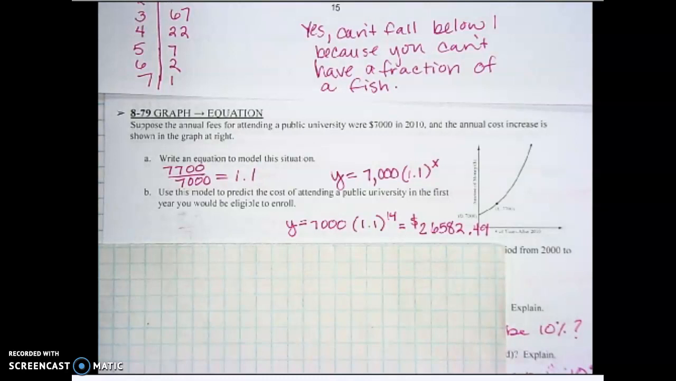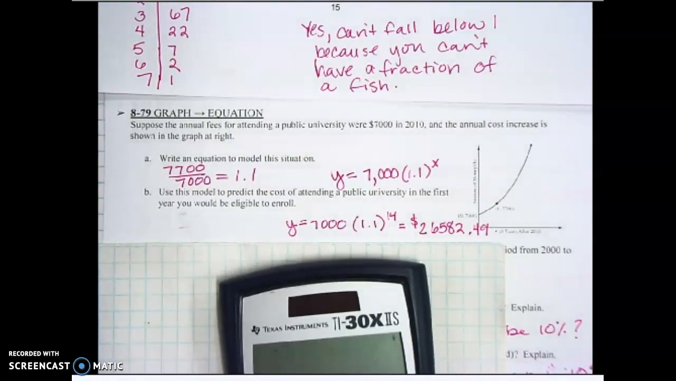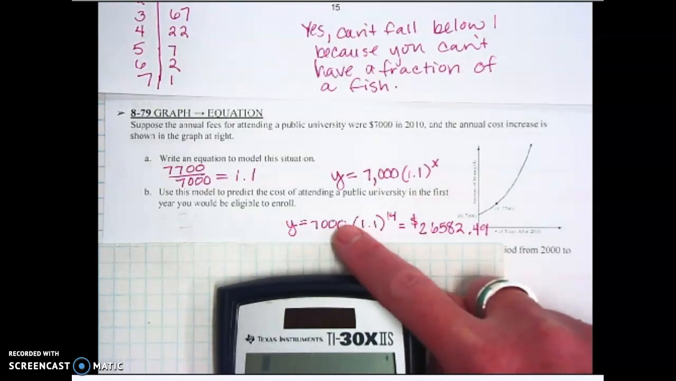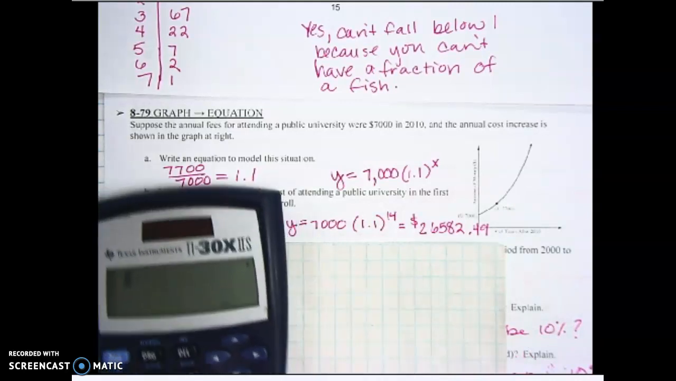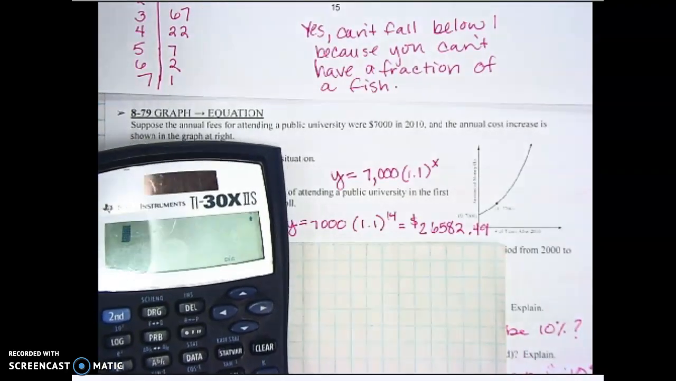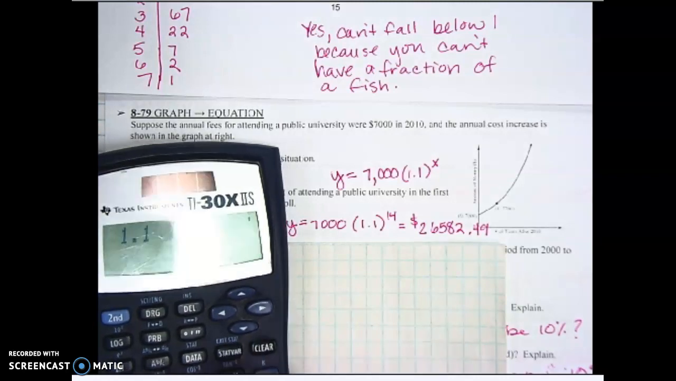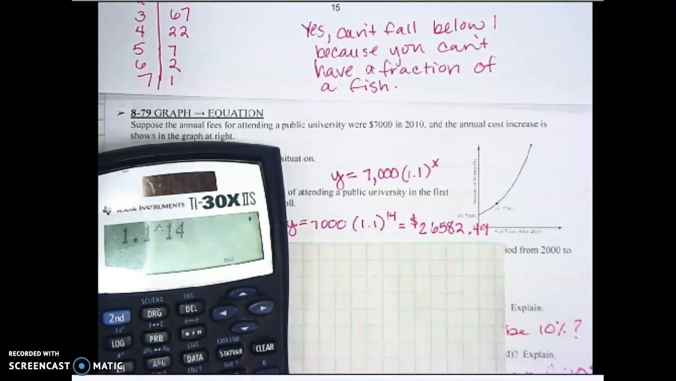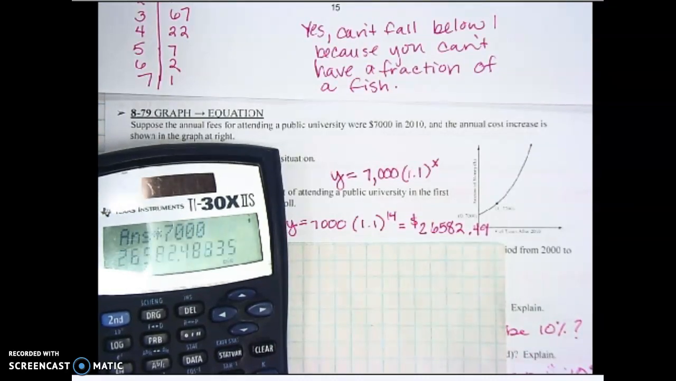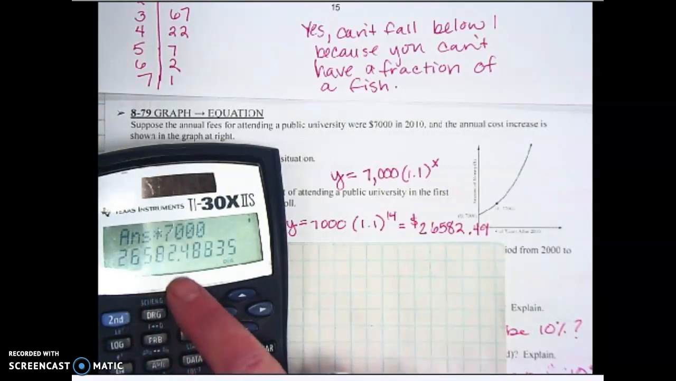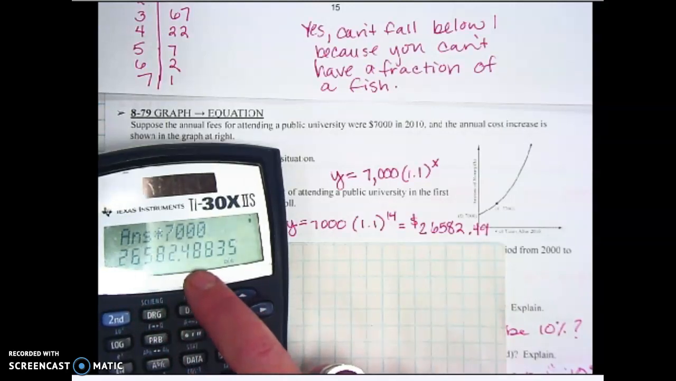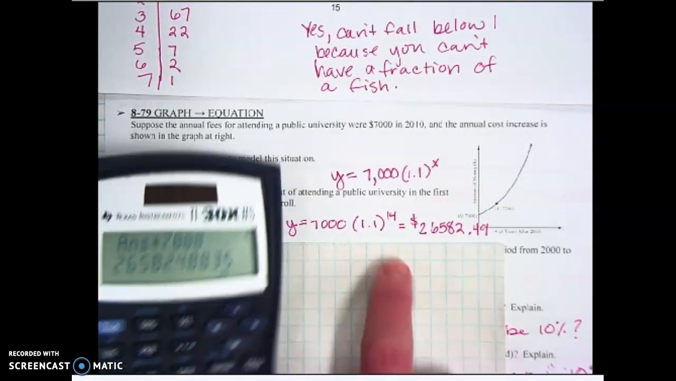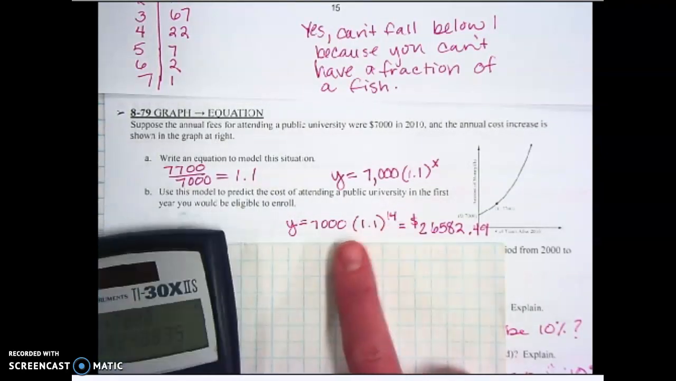Here's how you're going to plug it into your calculator. You're going to look at the two operations that are happening. There's a multiplying here and there's an exponent here. What would you do first, exponent or multiplying? Exponent. So we're going to take the 1.1 to the power of 14. Then we're going to multiply it by the 7,000. And you should get $26,582 and 49 cents.